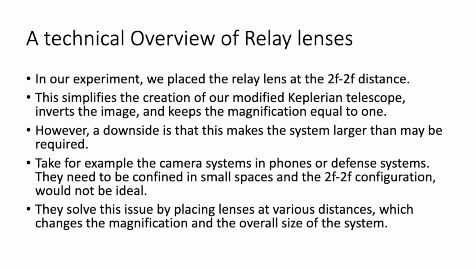A technical overview of relay lenses. In our experiment, we placed the lens at the 2f distance. This simplifies the creation of our modified Keplerian telescope, inverts the image, and keeps the magnification equal to 1. However, a downside is that this makes the system larger than may be required. Take, for example, phone cameras or the cameras in defense systems. Based on the requirements of the system being made, the relay lens can be placed at a different distance, thereby changing the magnification and the overall size of the system.